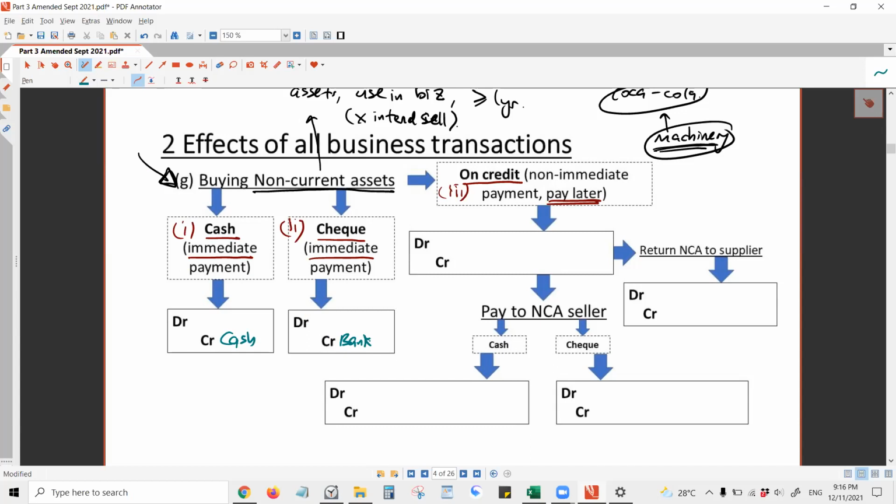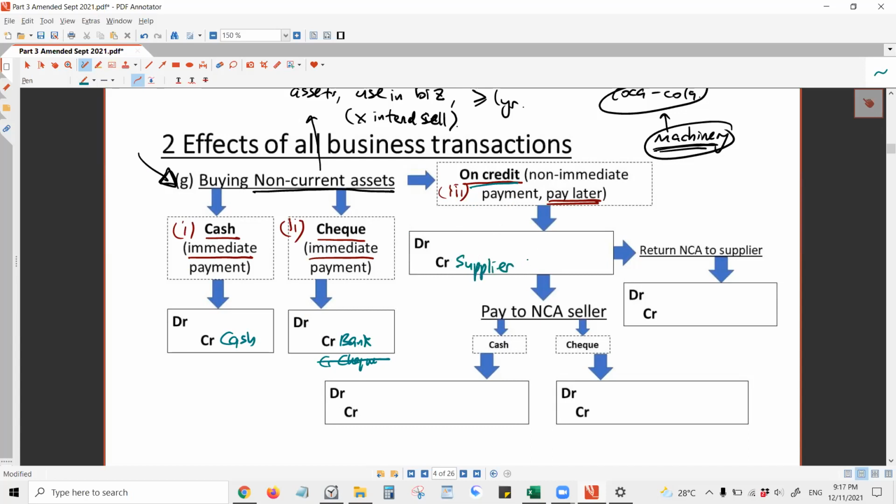There's no other answer for crediting bank, okay? Don't tell me to credit check. There's no such thing as crediting check, okay? Then for the third one, can you credit cash? You buy NCA on credit, can you credit cash or bank? Cannot. You have to remember the supplier's name, therefore credit supplier.